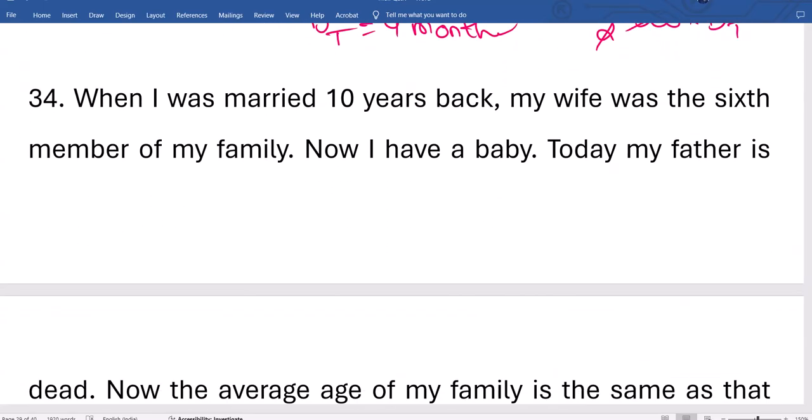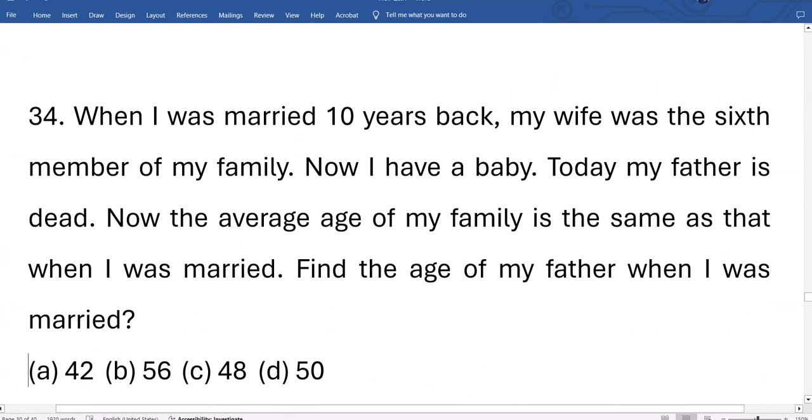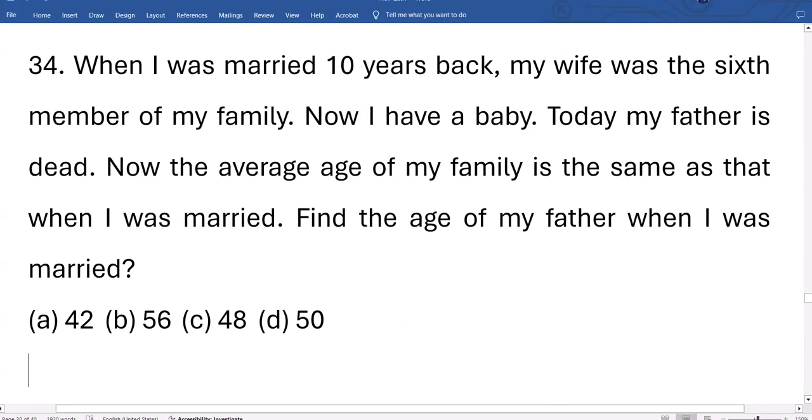Investment and timing. Now this is ages related question. Let me see how many can handle this. We are revising different concepts related to quant and reasoning. Options you can ignore. If you got some answer out of this also fine. Ignore about the options. Go with the question. When I was married 10 years back, my wife was the sixth member of my family. Now I have a baby, right? So then today my father is dead. So now the average, now how many people are there?